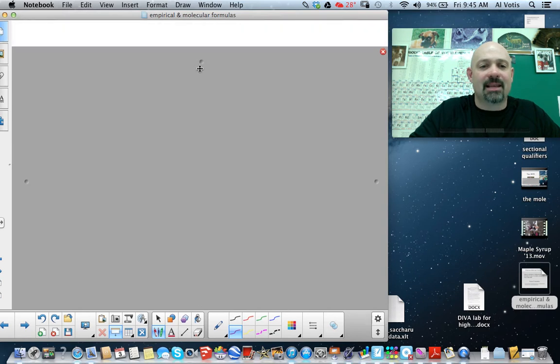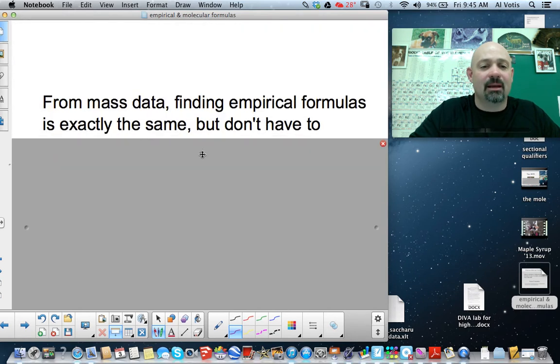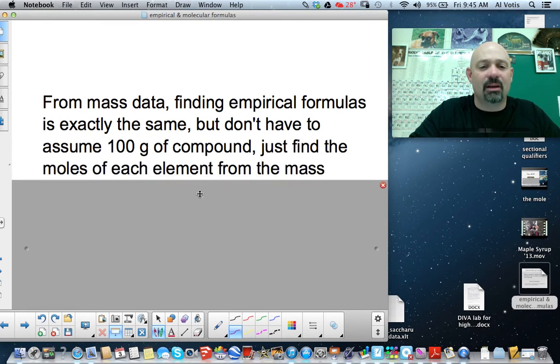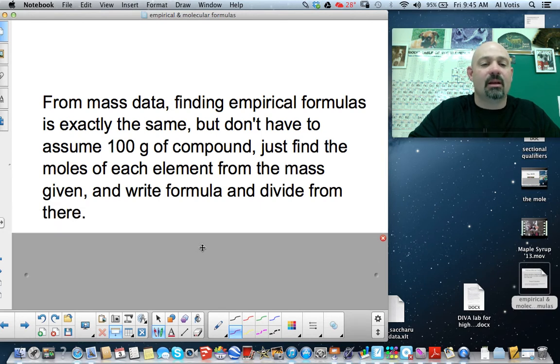Now we can do this exact same process, but through mass data. It's exactly the same process, but the only difference is we don't have to assume that we have 100 grams of compound. We already have a sample, so all we're going to do is find the moles for the number of grams of compound that they actually told us. So like the example we did for percent composition, we had the 35.07 grams of phosphorus. All I have to do is find how many moles of phosphorus that would be. 35.07 divided by the atomic weight of phosphorus, which is 31. Okay, that's going to be my number of moles.